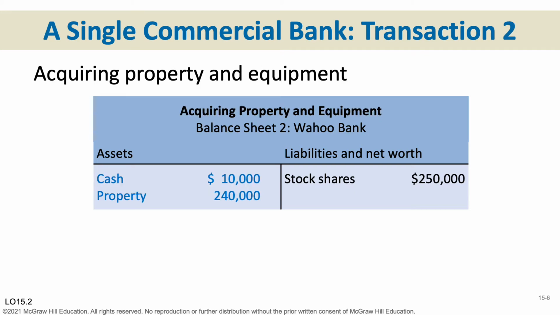So that's what this bank does. They use $240,000 of that cash to buy the property. That property has to include what? The land, the building, the equipment, everything we need to start our bank. So they've got their bank built for $240,000. They still have $10,000 in cash. Notice that still balances on both sides. We have $250,000 and $250,000, $250,000 on both sides.